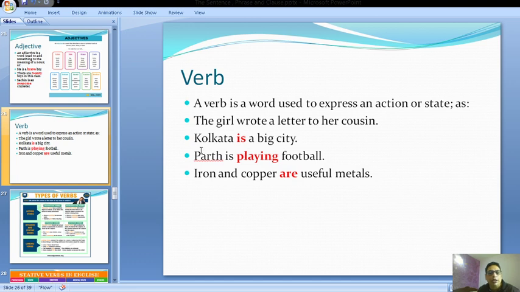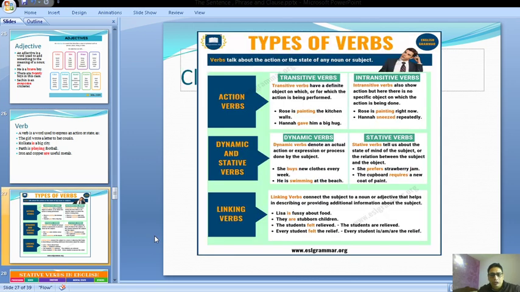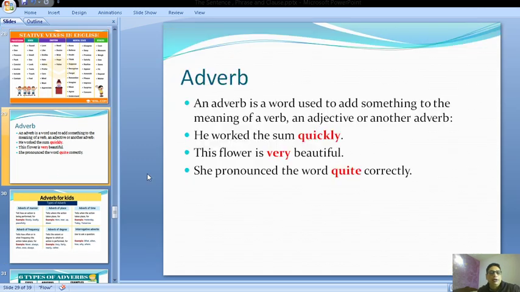For example, Kolkata is a big city. Why is is a verb? Because is actually telling about a condition, that the condition is Kolkata is a big city. Iron and copper are useful metals. Again, it's a state. Iron, copper are useful metals. So these are states being described. So that is called a verb. Clear? Types of verb, not today. We'll cover some other day. Adverb. Adverb is something that describes a verb. Anything that describes a verb is an adverb.